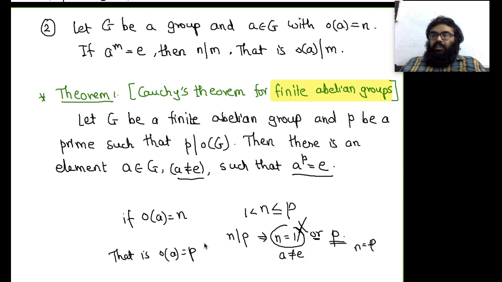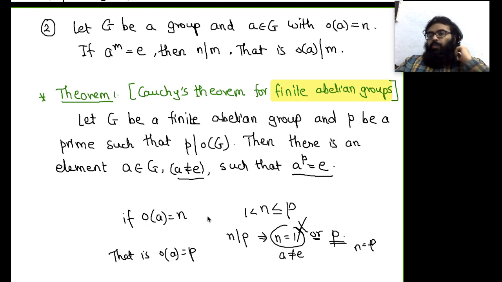I hope this is clear. Again, I am repeating what Cauchy's theorem is. G is a finite abelian group. Right now we are considering the abelian case. G is a finite abelian group, and P is a prime dividing the order of G. Then there is an element in G which is other than identity.